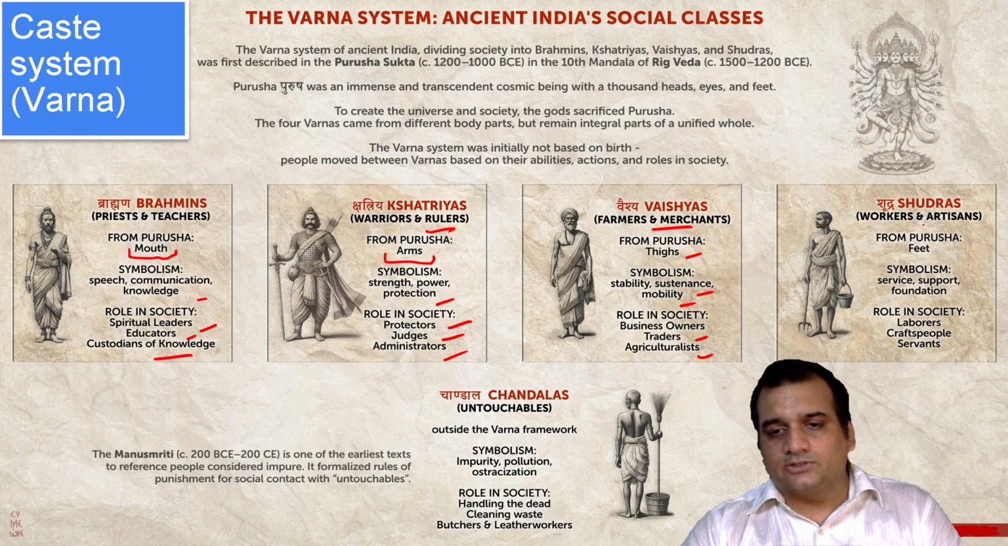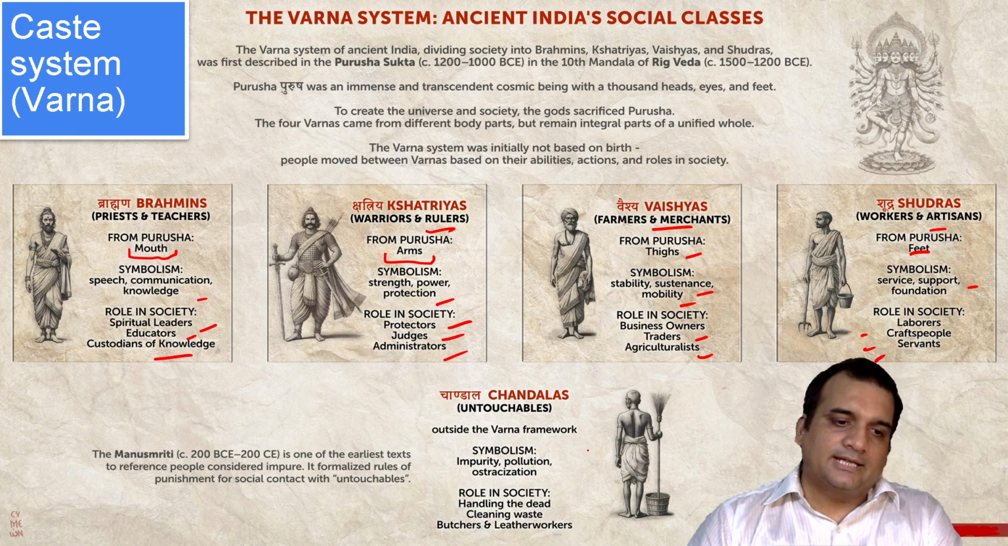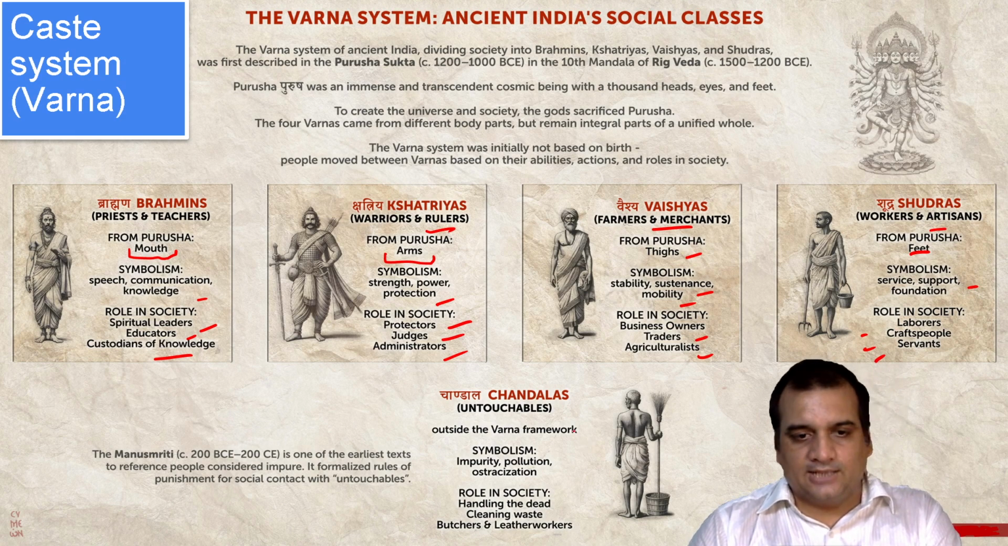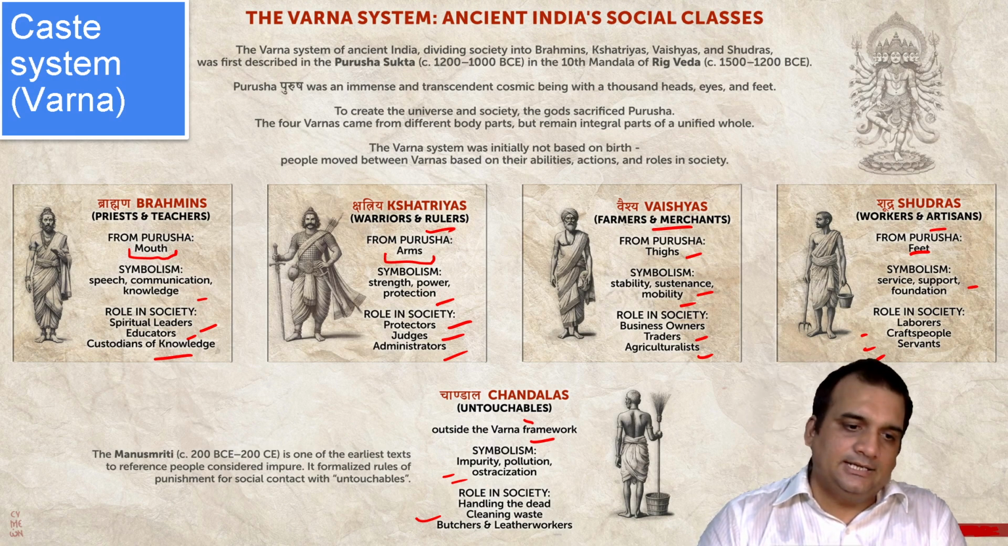Shudras, these were the workers and artisans. From Purusa's feet they were made. Symbolism was service, support and foundation. Role in society was laborers, craftspeople or servants. And then lastly we have Chandals, or the untouchables. Outside the Varna framework, their symbolism was impurity and pollution, and they did things like handling the dead, cleaning waste, butchers and leather work. So these all were done by the untouchables.